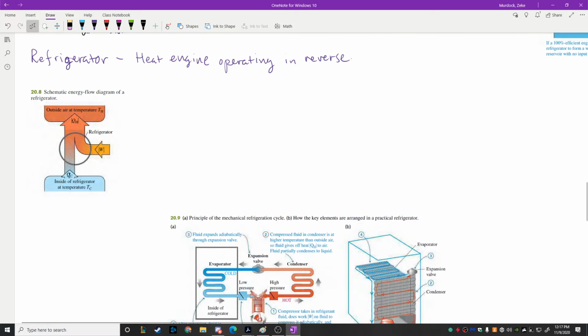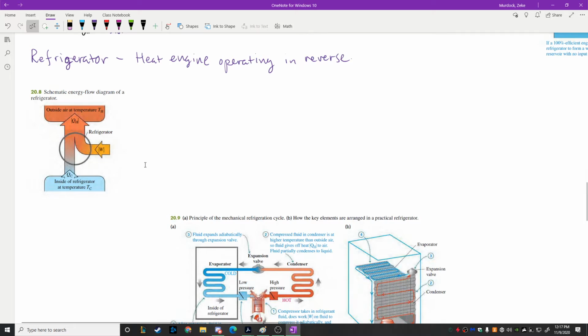And the idea is that you want to basically force heat to transfer from a cold body to a hot body. Naturally, heat will always flow from a hot substance to a cold substance. So in order to make heat flow from a cold substance to a hot substance, in the opposite direction, you need to supply work in order to make that happen.